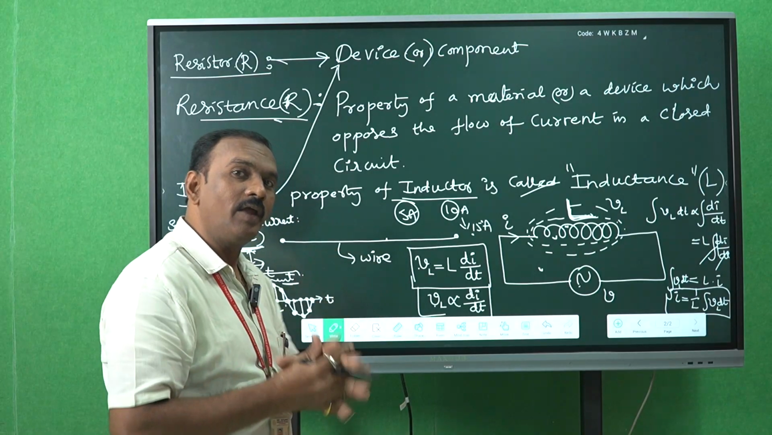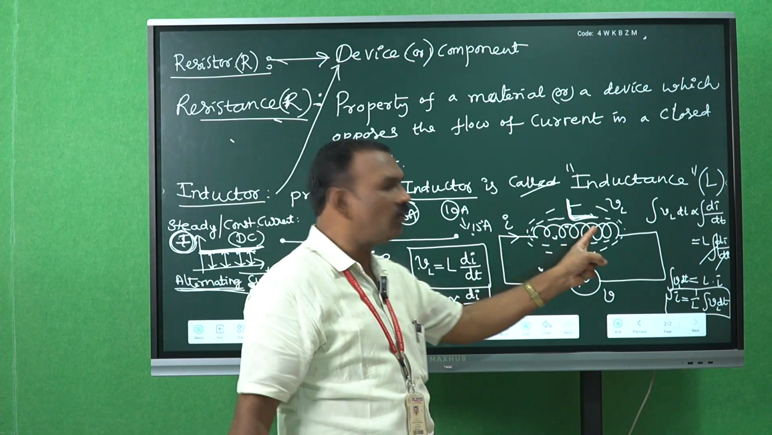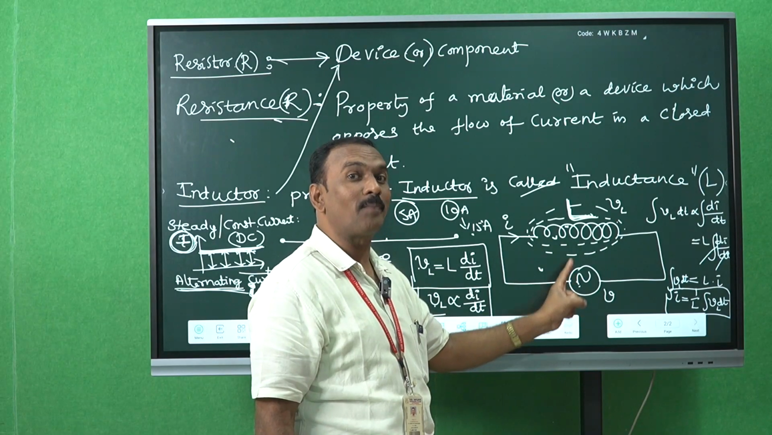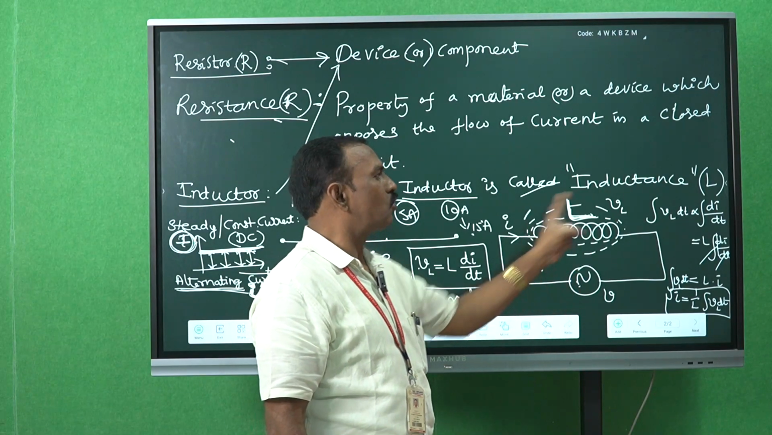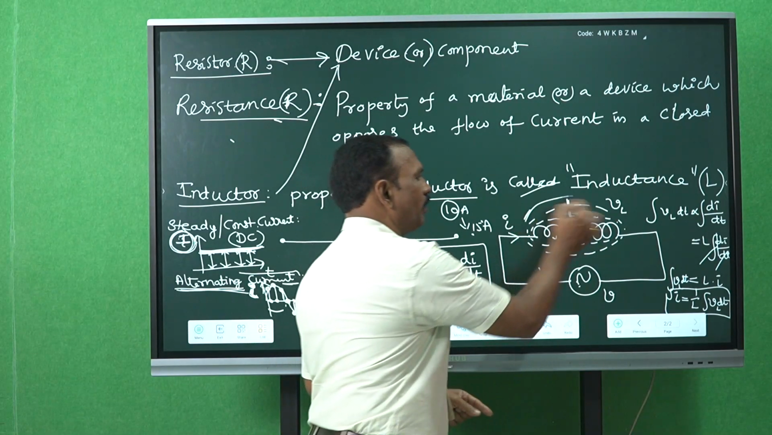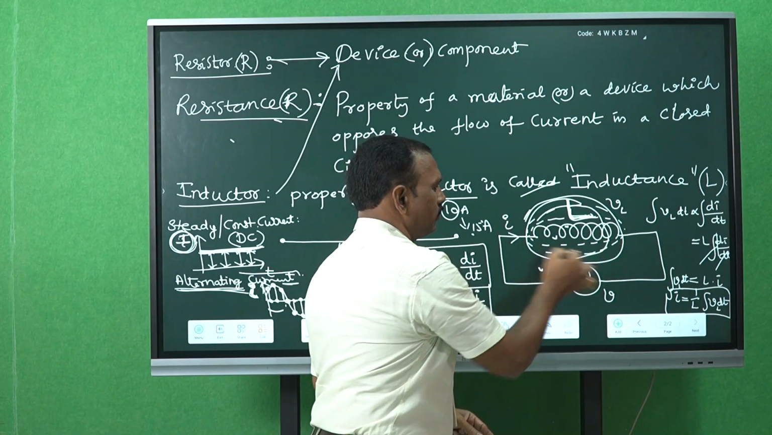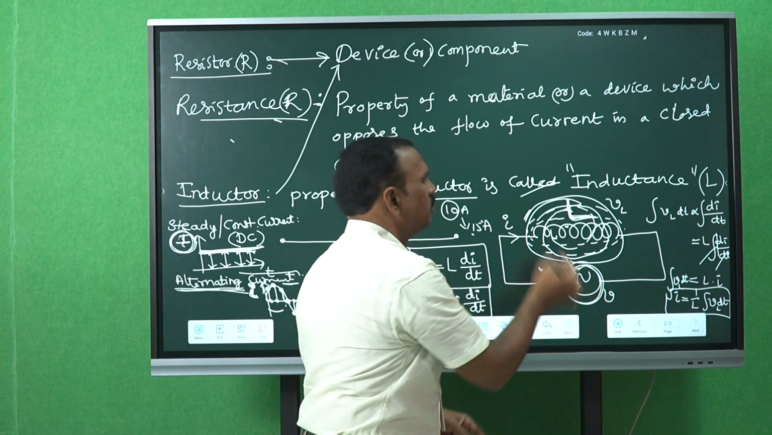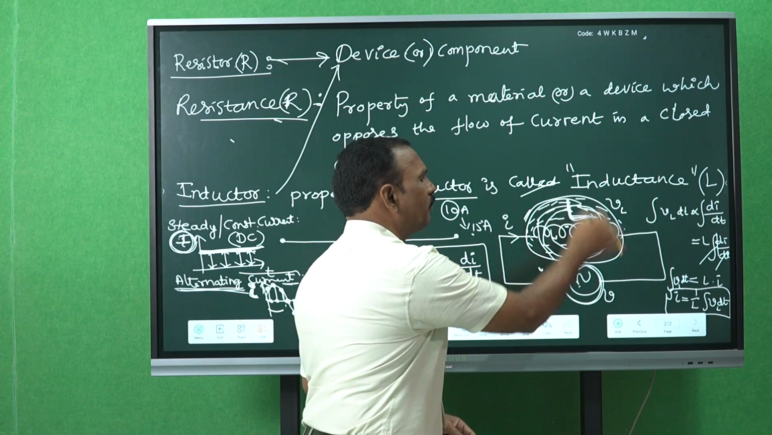The third property of the inductor is that it stores energy supplied by the supply. The energy supplied by the supply or a source is stored in the magnetic field.